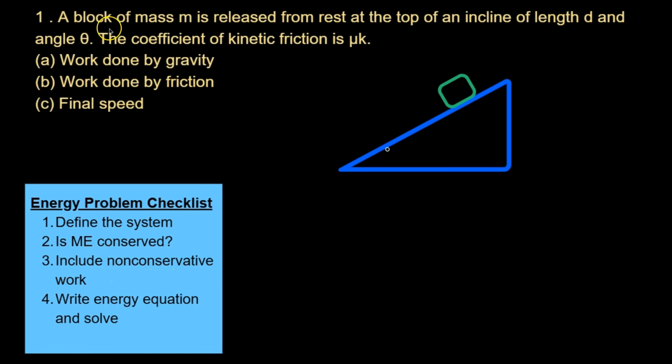Question 1. A block of mass m is released from rest at the top of an incline of length d and angle theta. The coefficient of kinetic friction is mu k. Find the work done by gravity, work done by friction, and the final speed.